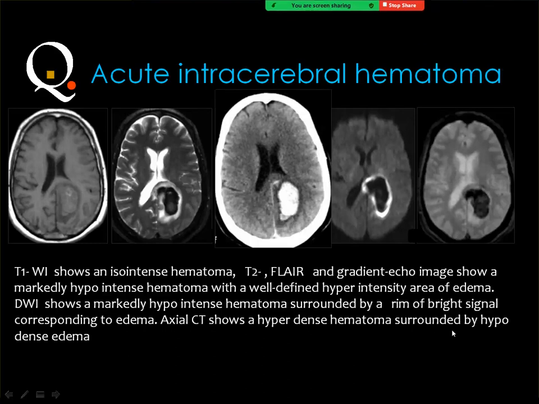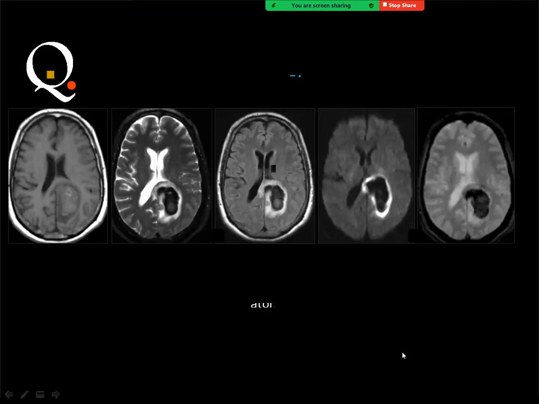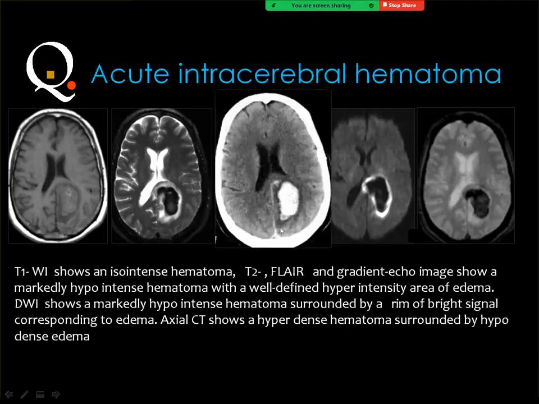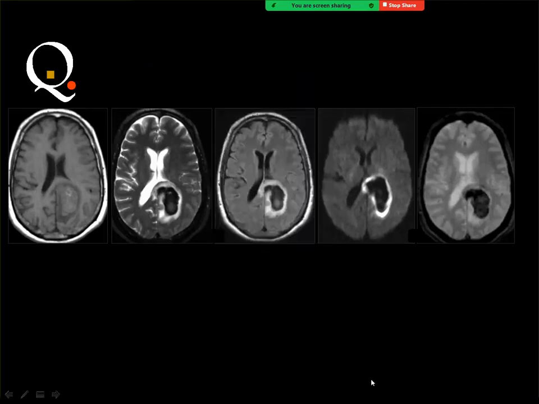Okay, and the answer is that this is an acute intracerebral hematoma, is clearly seen in the CT image, but on MRI you see the intermediate signal of the lesion in the T1, the very dark signal in the T2, and the FLAIR with some surrounding edema.